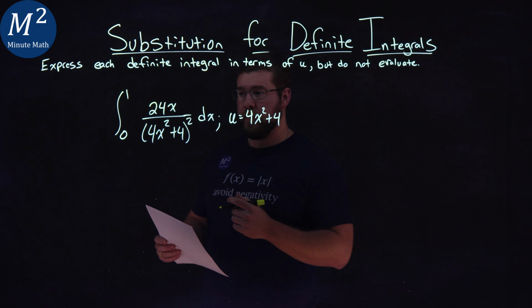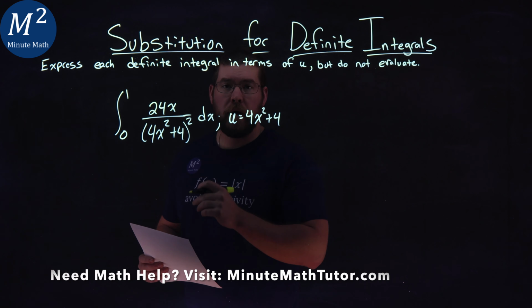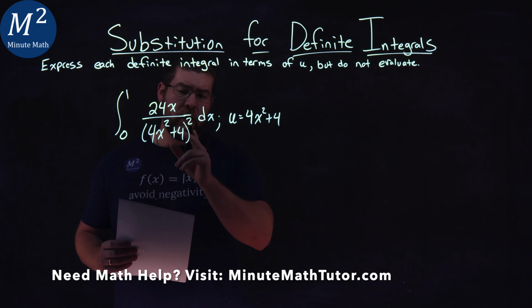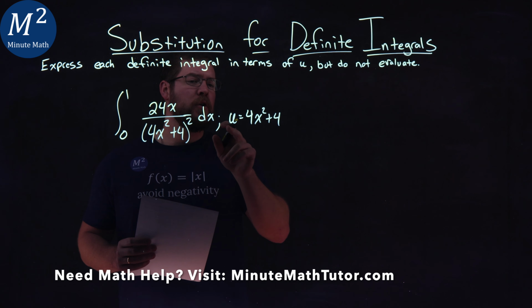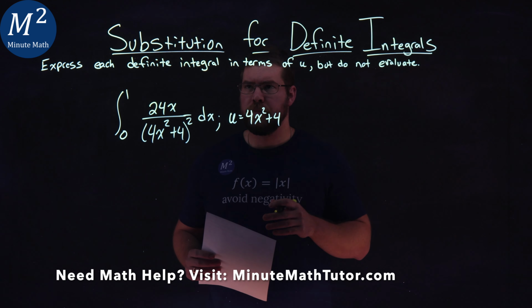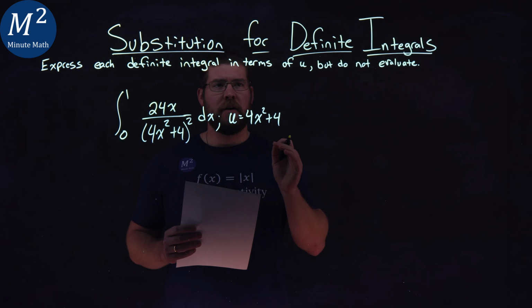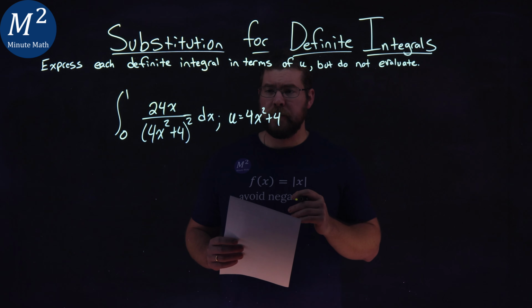We're given this problem right here, the integral from 0 to 1 of 24x over (4x squared plus 4) squared dx, and we're given a u value of 4x squared plus 4. And we need to express this definite integral in terms of u, but we're not going to solve it.